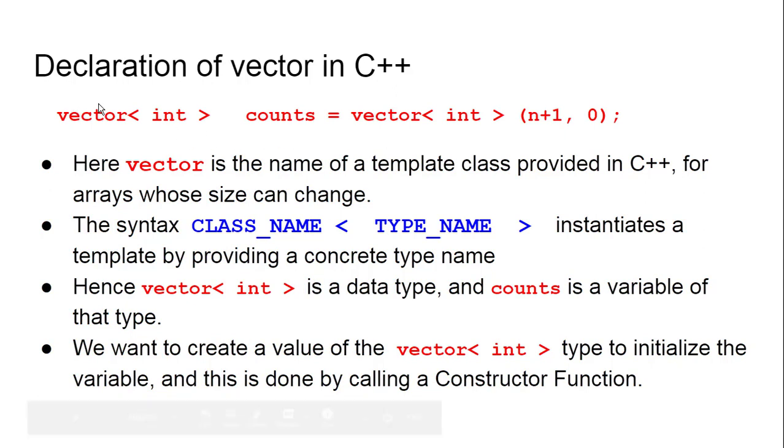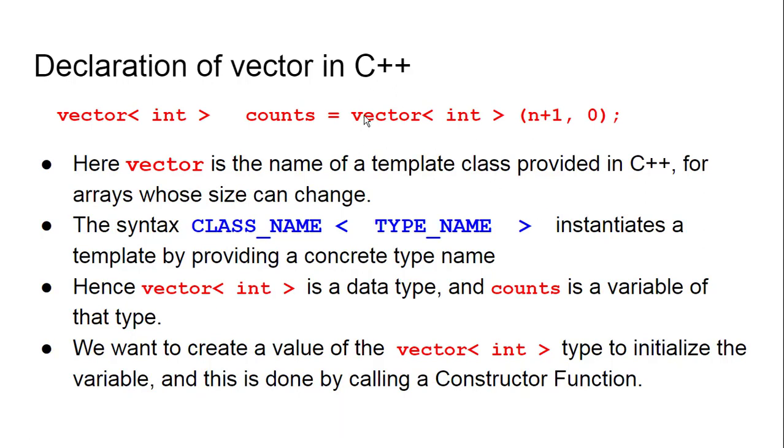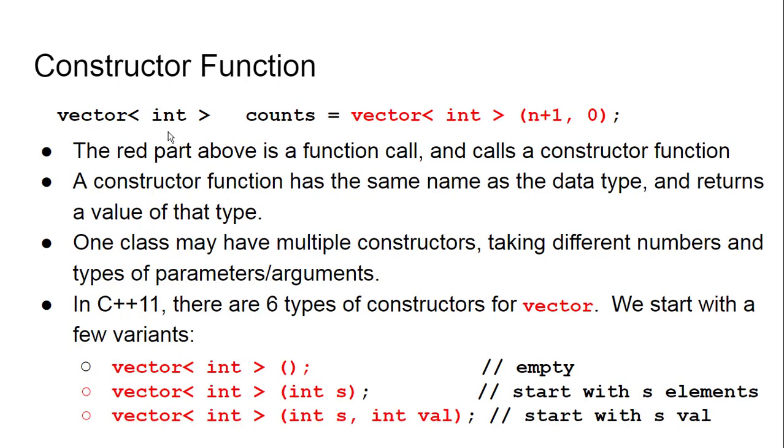So this is a data type, a variable name, and then this equals sign is basically an initialization, providing an initial value for count. So we want to create a value of this type in order to initialize this variable. And this is done using a constructor function. So this looks like a function call, right? This vector int looks like a function name, with 2 arguments. This is called a constructor function.